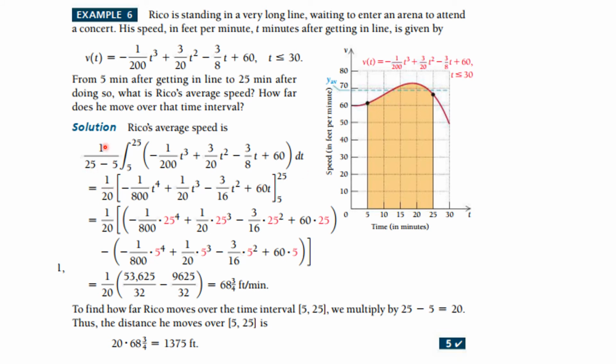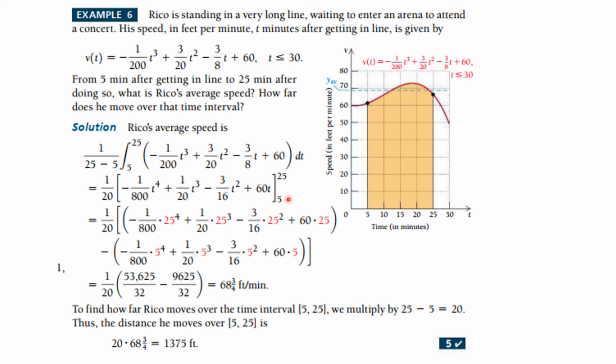So what we're going to do is take 1 over 25 minus 5, the length of the interval, and integrate from 5 to 25 the velocity function dt. The constants get pulled out, and the 1 over 20 is out front. The antiderivative of t cubed is t to the 4th over 4, and the over 4 goes in the denominator. This term is t cubed over 3 times that, and the 3's cancel. This one is t squared over 2, and this one is going to be 60t. We evaluate at the endpoints.